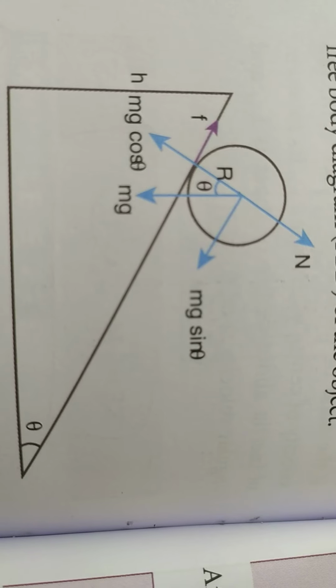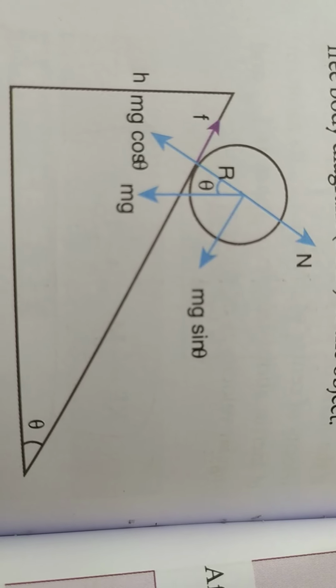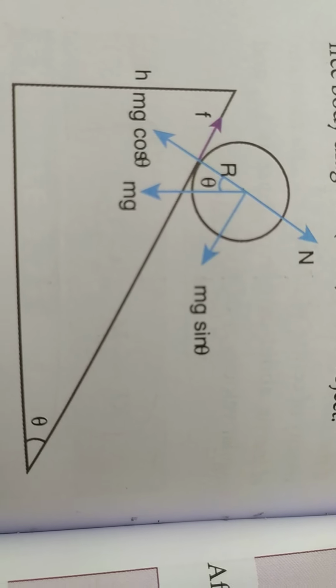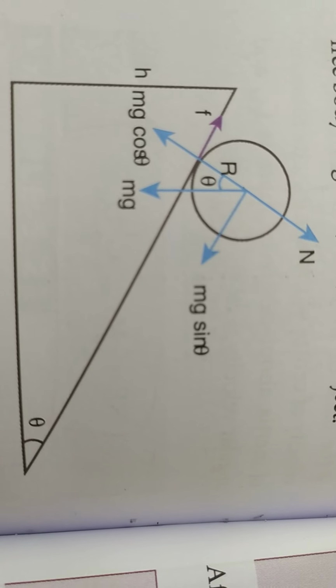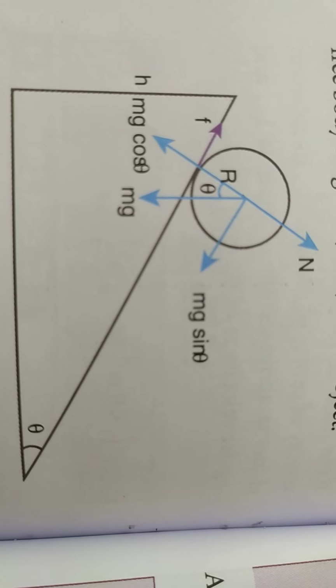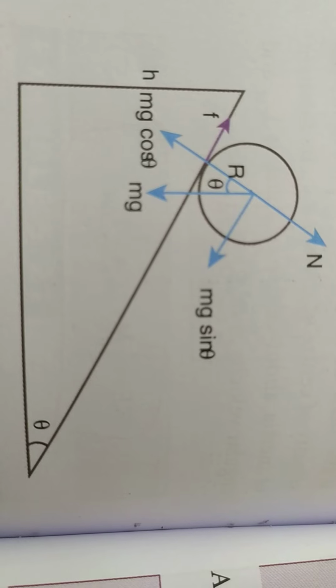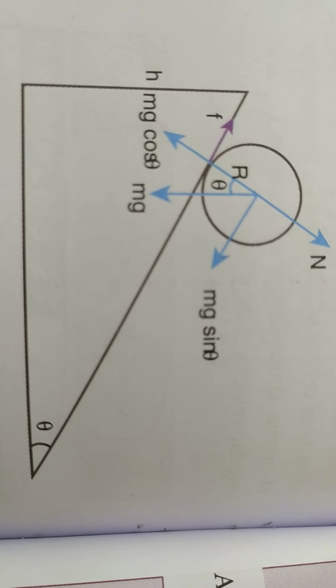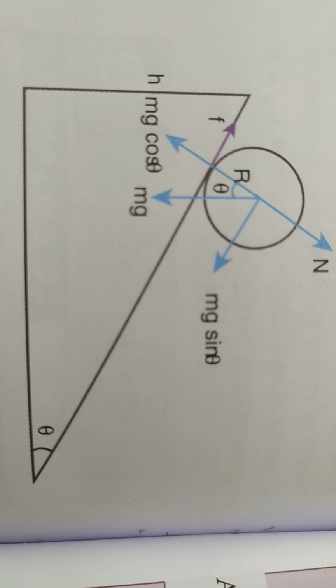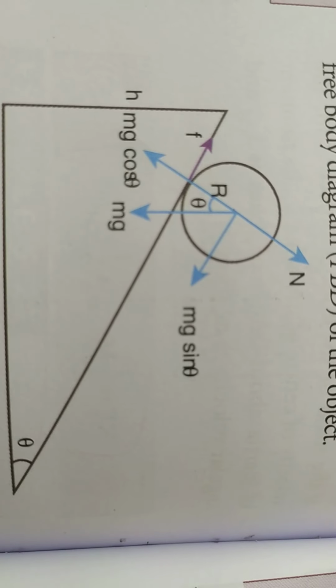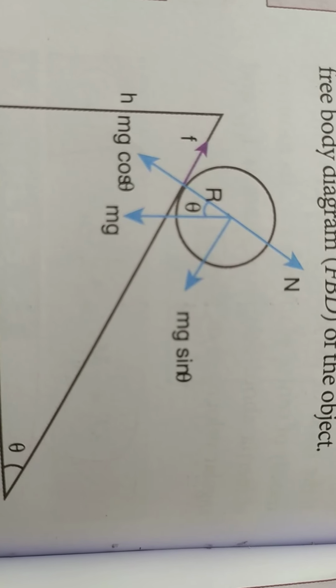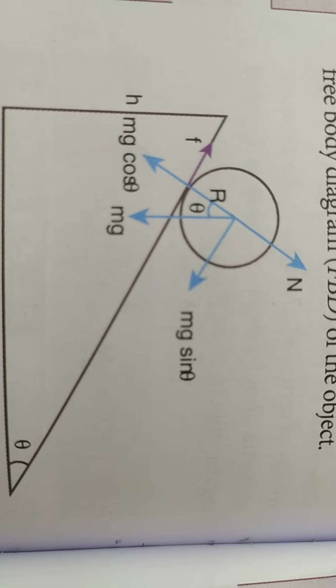This mg is resolved into two components, mg sin theta and mg cos theta. If this angle is theta, then in the diagram the other angle, according to the angles law, is also equal to theta. Here mg cos theta is balanced by the normal reaction, so both of them cancel.